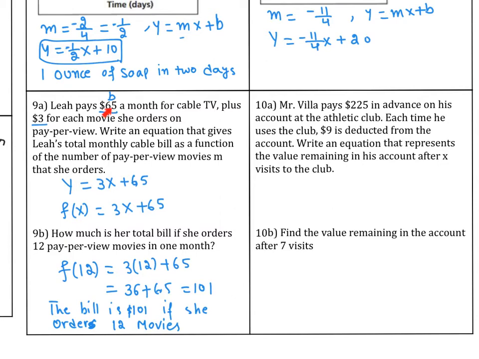So the fixed value we always consider for b, and the changing value, 3 per movie, we use for slope. So y equals 3x plus 65 is the equation. In function form, it's going to be f(x) equals 3x plus 65. Now, she's going to order 12 pay-per-view movies, so we use 12 for x and solve for y, or the function value, that is going to be 101. So the bill is going to be 101 if she orders 12 movies.